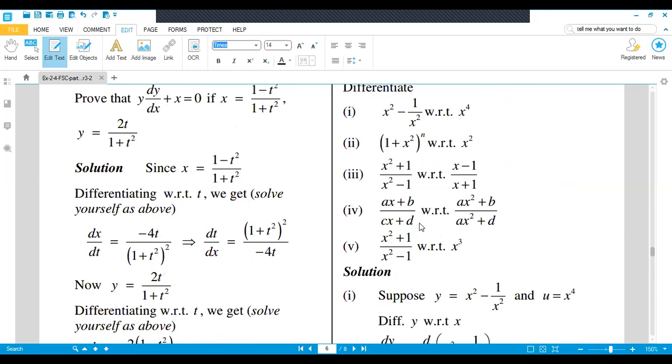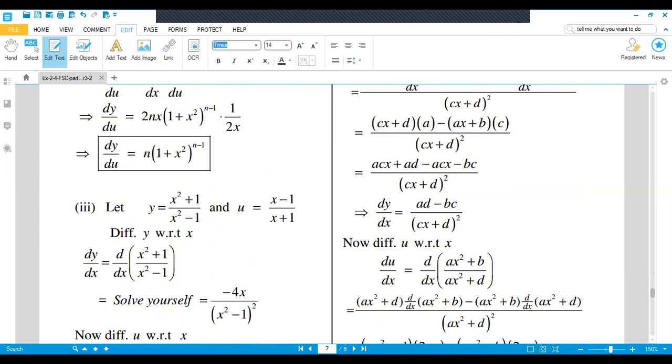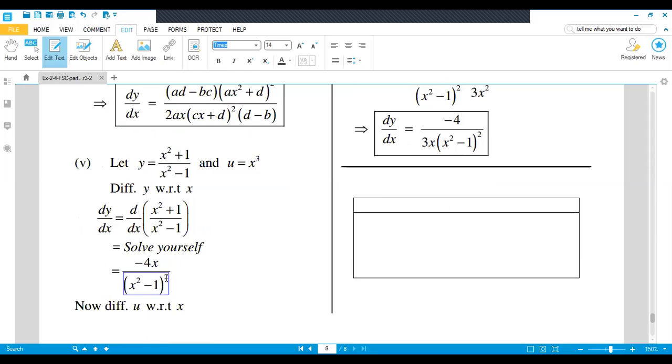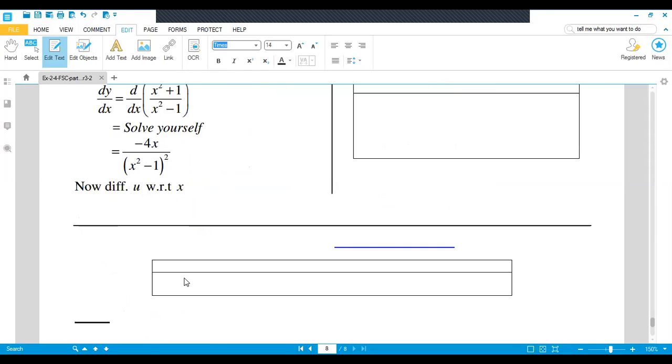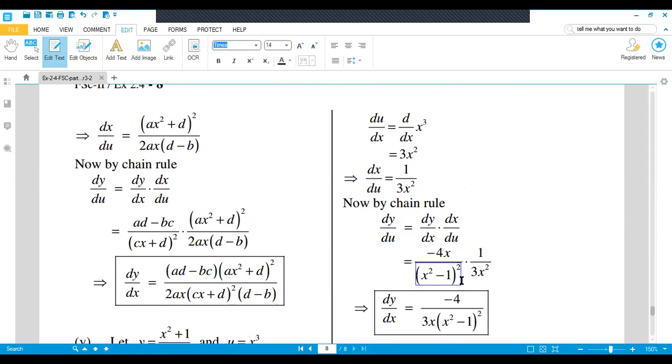Next, if you check the fourth part, this is just like the third part. You solve it by yourself. Now come to the last part, the fifth part. Y is x square plus 1. We suppose it. Let y is equal to this and u is equal to this. Again, we differentiate with respect to x just like part number 3. So you do it by yourself. You will get this value. And then you differentiate u with respect to x. You will get this value. Now by chain rule, you put values and simplify it, so you get the required answer.